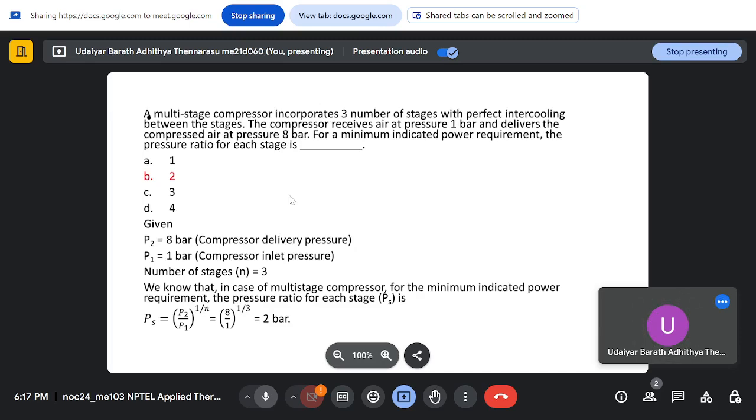So just like what we saw previously, for 2 stages it was P2 into P1 raised to power half. So there the individual stages were raised to power half. Here it will be 1 by number of stages. So that will give you the minimum indicated power. So the pressure ratio for each of the stages is P2 by P1 raised to power 1 by n. So that is 2 bar. So the pressure ratio is 2.